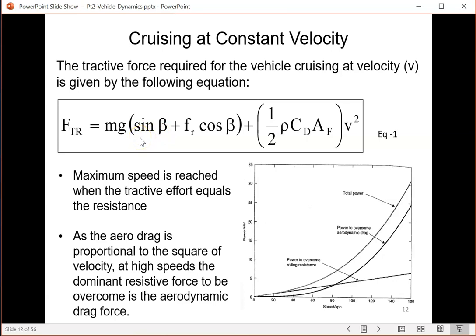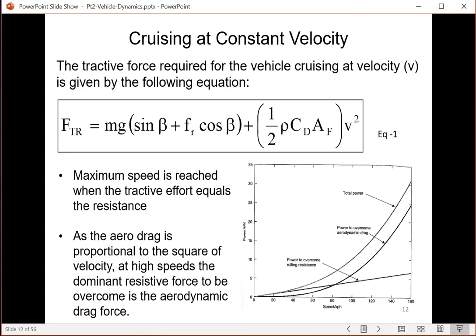The first term here is due to the gravitational force on a slope. The second part is due to the rolling resistance. The third part is due to the air drag. So if we know the gradient, the mass, and the rolling resistance friction, and if we know the traction force as well, then we can work out the maximum velocity at cruising speed, with no acceleration.